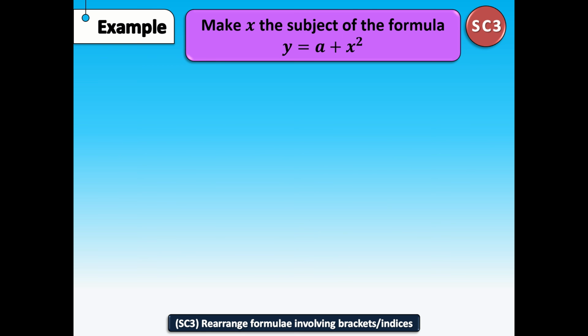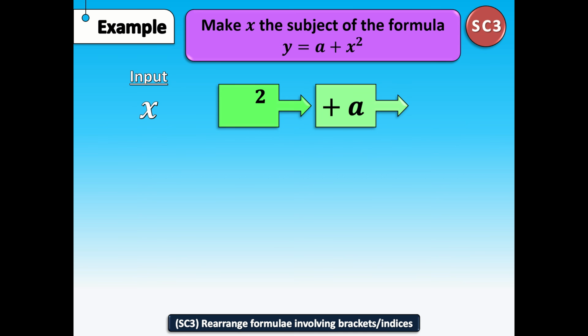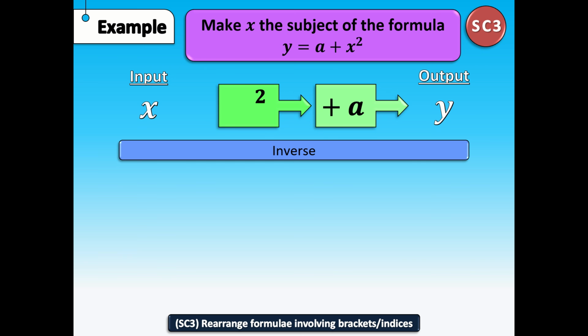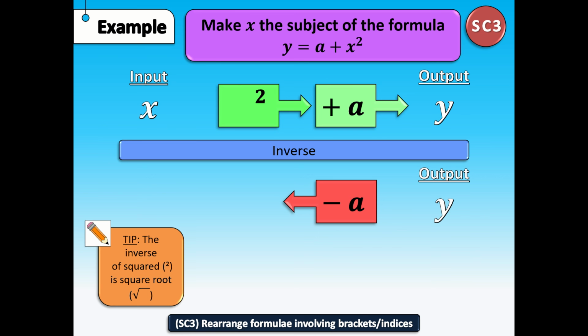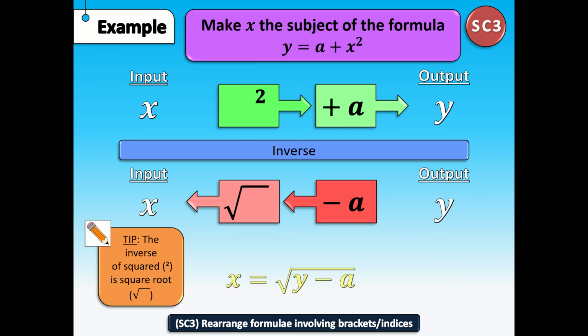Here's another example. This time we want to make x the subject of the formula y equals a plus x squared. So we start with x, and we say what we're doing to x. So we're squaring it, then we're adding a, and that's how we get y. So we need to work backwards doing the opposite. We start with y, we take away a, and the opposite of squaring something is to square root it. And that's how we get x. So x is y minus a and square rooted.